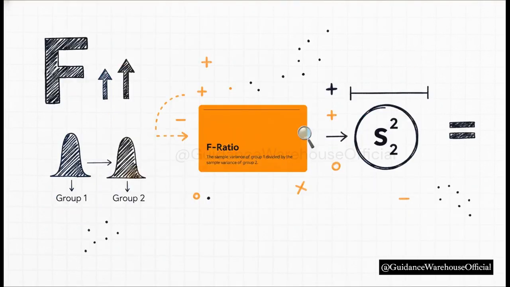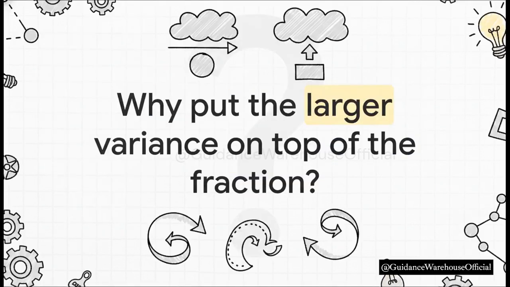All right, now that we've got the basic idea and the ground rules down, let's look at the formula. To compare two sample variances, we calculate what is called the F ratio. It's beautifully simple on the surface. You literally just take the sample variance of your first group, which we call S squared 1, and you divide it by the sample variance of your second group, S squared 2. That's it.